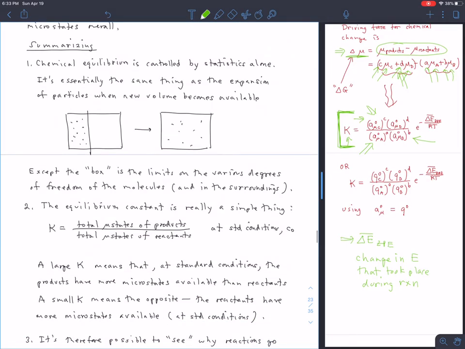So, to summarize a little bit, when a chemical reaction goes forward, when it goes at all, when it's not at equilibrium, it goes because something very much like this process that we talked about very early in the class is taking place. You start with a system that's got a certain number of microstates, you release a constraint, in this case removing a barrier. Now the number of microstates is vastly increased.